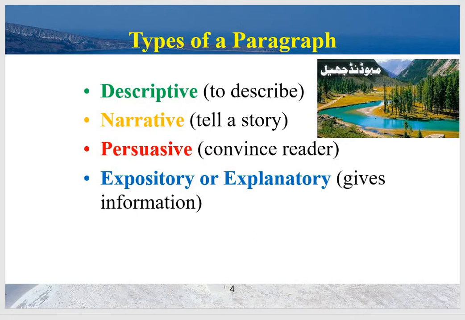For example, CTBT was a treaty to stop nuclear tests. Nuclear ban should be there. So different essays were written to persuade the audience and the countrymen that nuclear power is not good for any country. Expository or explanatory, it gives information to people.